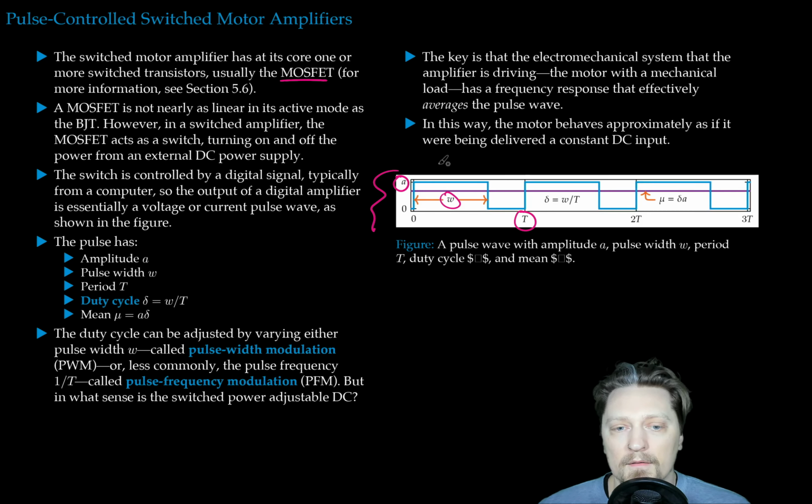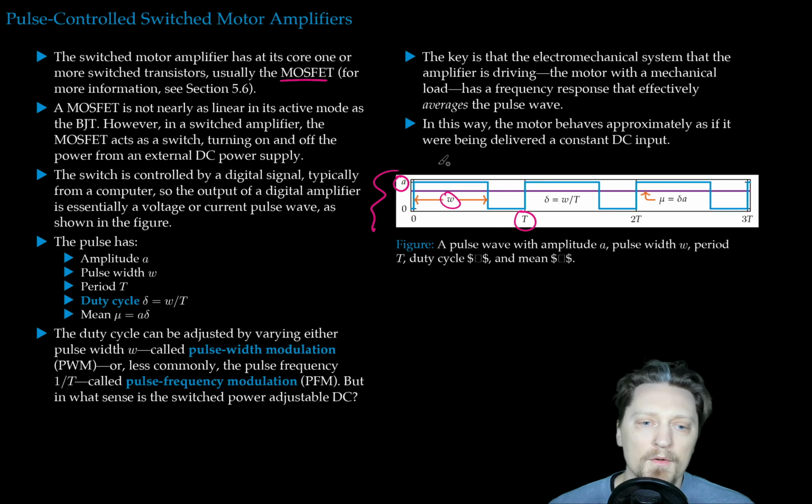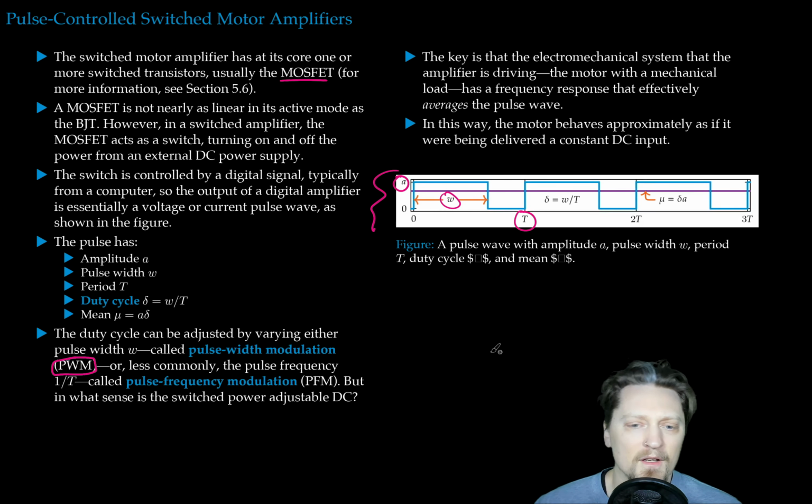The duty cycle can be adjusted by varying either pulse width W, called pulse width modulation, or PWM, or less commonly pulse frequency, called pulse frequency modulation, PFM. But in what sense is the switched power adjustable DC? So PWM is what we'll use in many cases, but in what sense is this PWM signal adjustable DC?